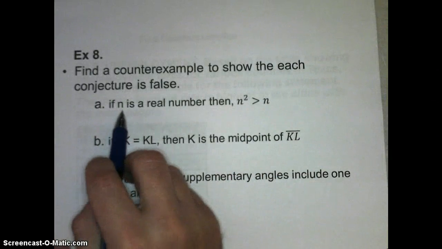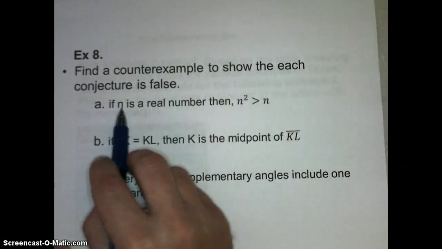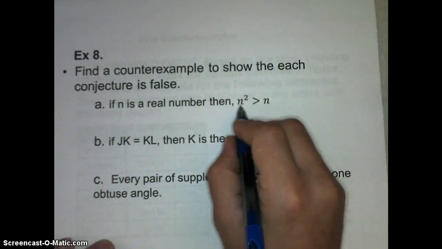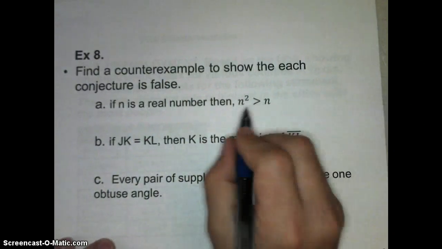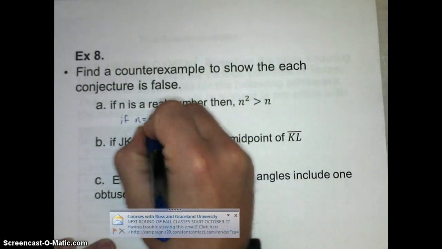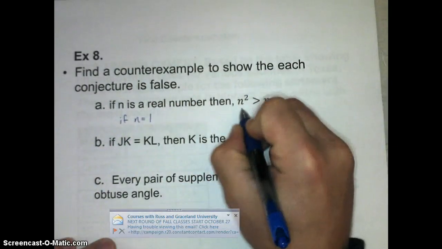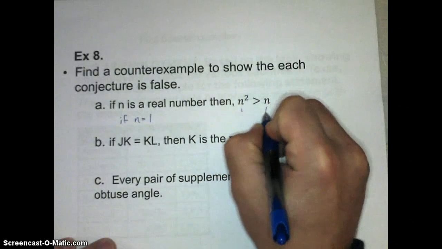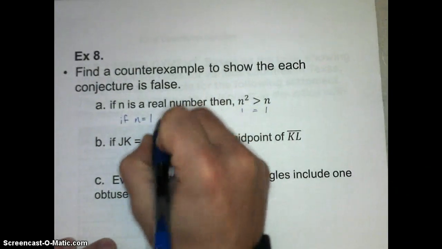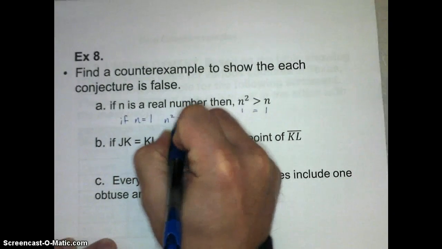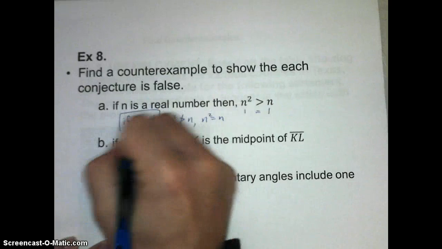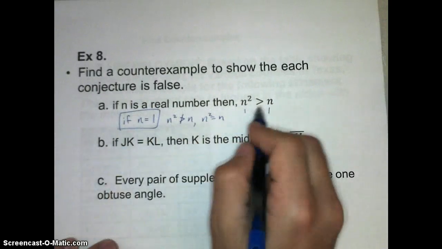So first statement: if n is a real number, so if this variable n represents any real number, then n squared is greater than n. We just need to find a value for n that makes this not true. Well, there's many different ones we could use, but if n equals 1, 1 squared is 1, and 1 on the other side, those are equal, not greater than. So n squared is not greater than n. n squared equals n. So this is our counterexample, because when n is 1, that makes this statement false.